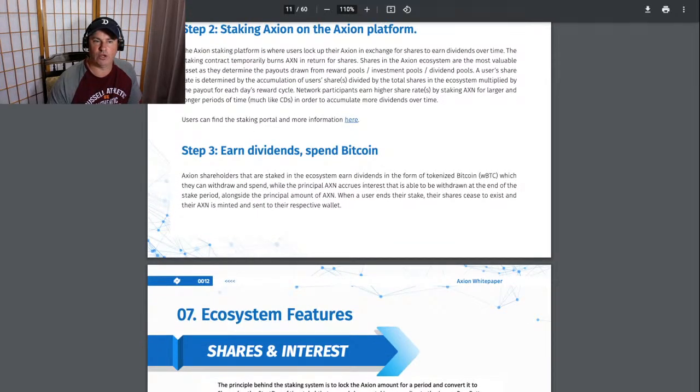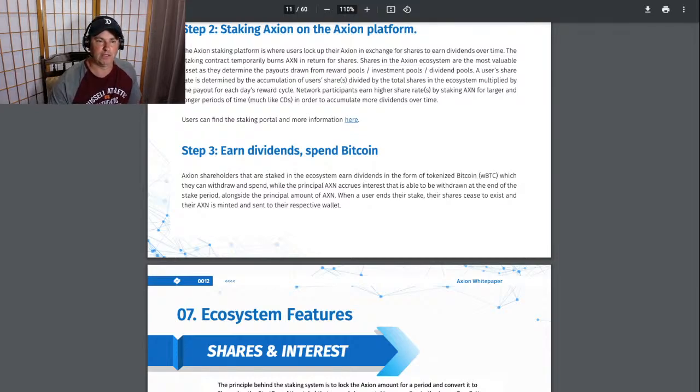Step 3, earn dividends and spend Bitcoin. We like that. Axion shareholders that are staked in the ecosystem earn dividends in the form of tokenized Bitcoin, which is WBTC on the exchanges, and can be withdrawn and spent. While the principal Axion accrues interest that is able to be withdrawn at the end of the staking period. So all the Axion components get drawn at the end of the staking period, but your wrapped Bitcoin dividends from the venture capital auctions you can get straight away.